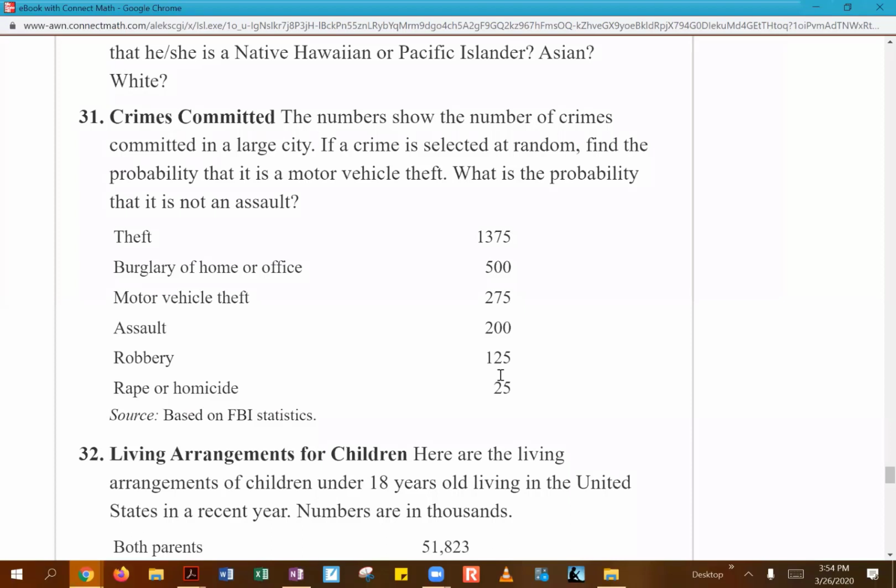Okay, so let's look at an example for our complementary events. This is example 31 from your textbook. They are talking about the number of crimes committed in a large city. If a crime is selected at random, find the probability that it is a motor vehicle theft, and what is the probability it is not an assault. So let's do the first one, finding the probability of motor vehicle theft.